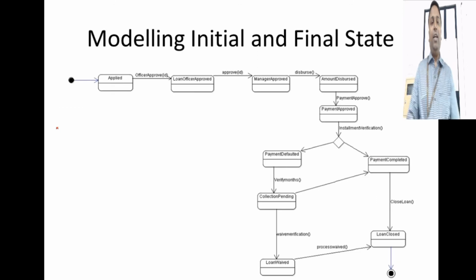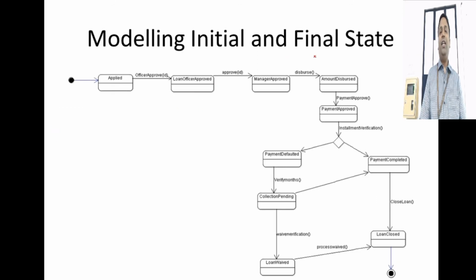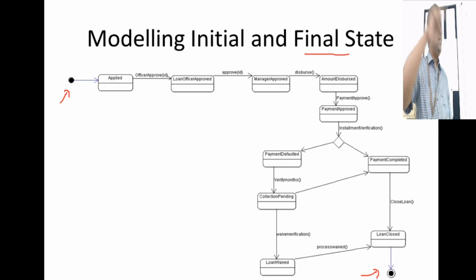Okay. And there's one more standard here, modeling the initial and final state. So this is one syntax. When you start, to say that this is starting here, you have to use a notation like this and then join it. So it says I'm starting here. The finishing state is a bullseye that's given here. Loan closed is the last state for my object. I'll just end it like this to say that is the end.